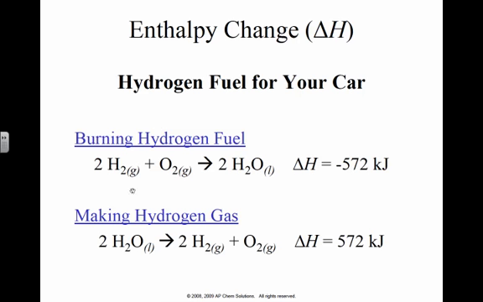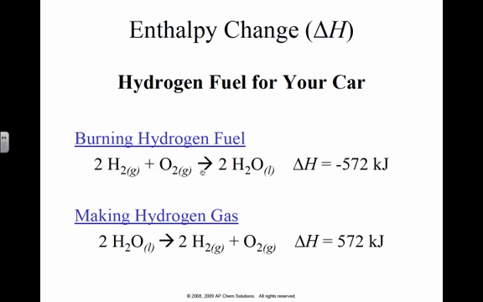For example, I've got these two reactions right here. Hydrogen plus oxygen produces water. That's what we had in the balloon. Then we provided a little bit of a spark. It produced water, and it also released 572 kilojoules of energy. So that negative symbol right there means that it was exothermic.